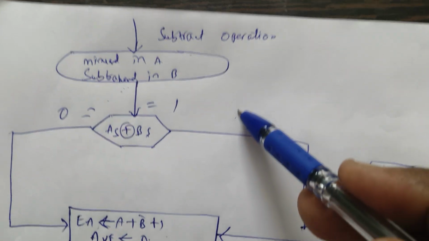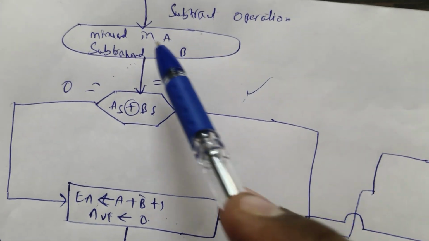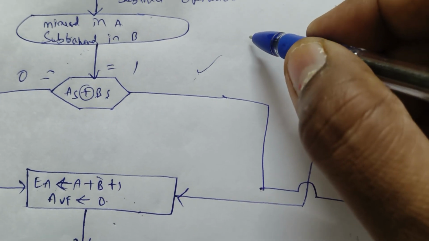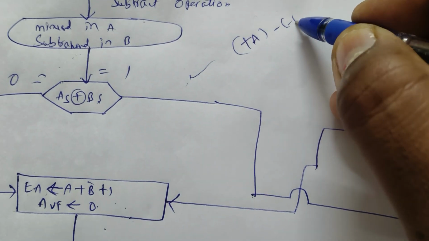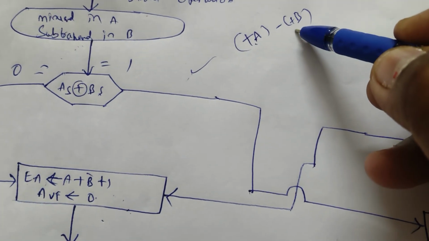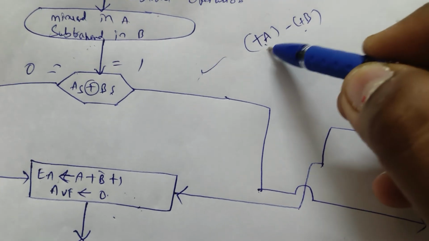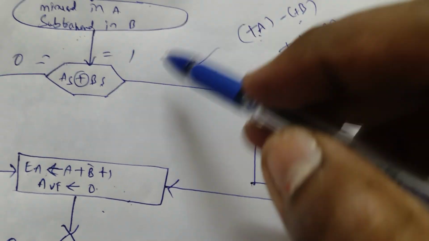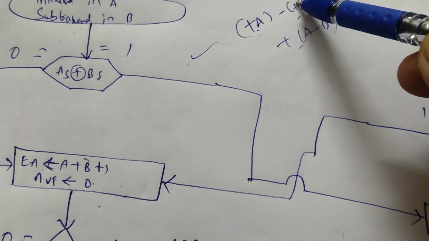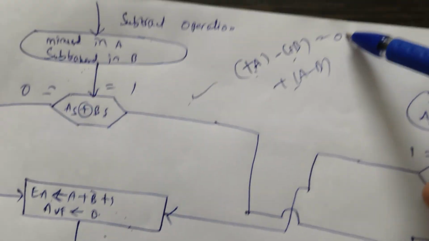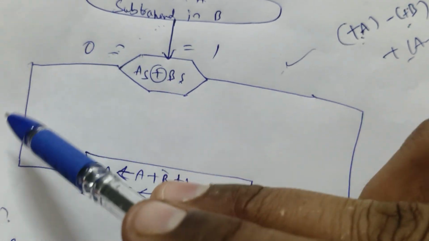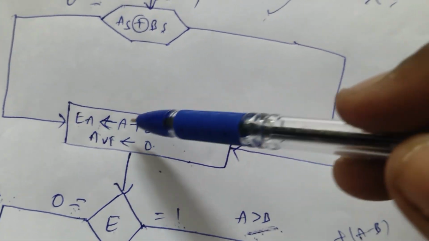Coming to the subtraction operation, we have the minuend and the subtrahend. Let us assume plus A and plus B. The signs are the same, so it is going to perform A minus B. Here 0 XOR 0 means 0, so if the signs are the same, the compared output is 0. It will perform the subtraction operation: A is equal to A plus B bar plus 1. The same process applies here.